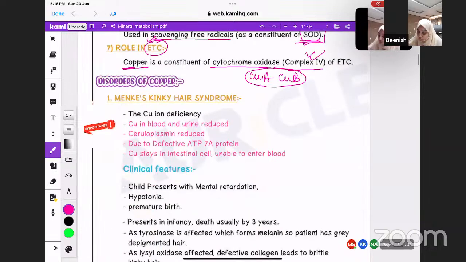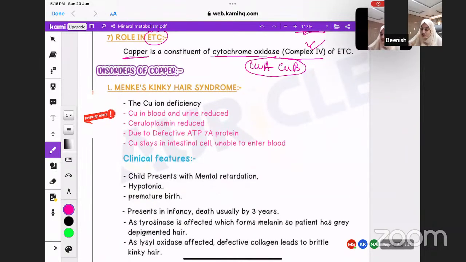Now talking about the disorders of copper, very important, Menkes disease, also known as Menkes kinky hair syndrome. So here what is happening? Copper deficiency is present. Because of these low levels of copper, the copper in the blood and your ceruloplasmin are also reduced. This is happening because of a defect in the ATP7A gene. So your ATP7A gene is defective, because of which it is producing defective ATP7A protein.